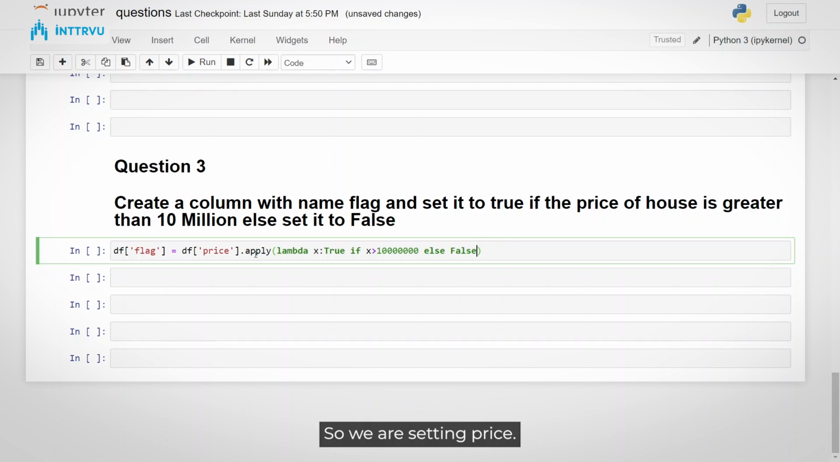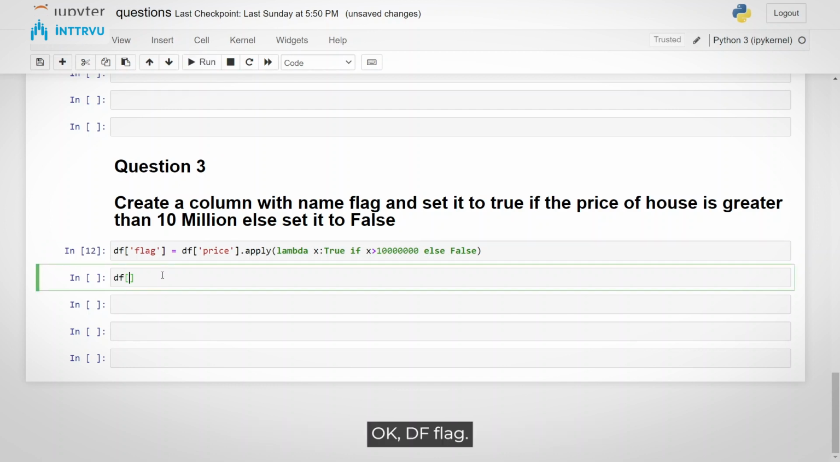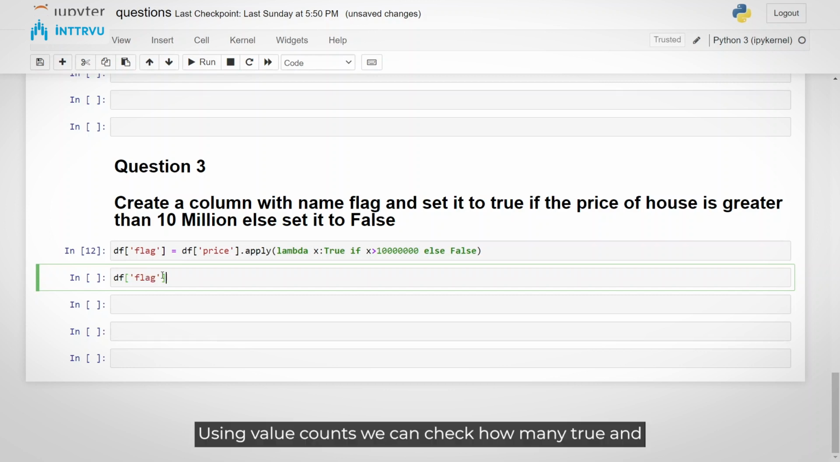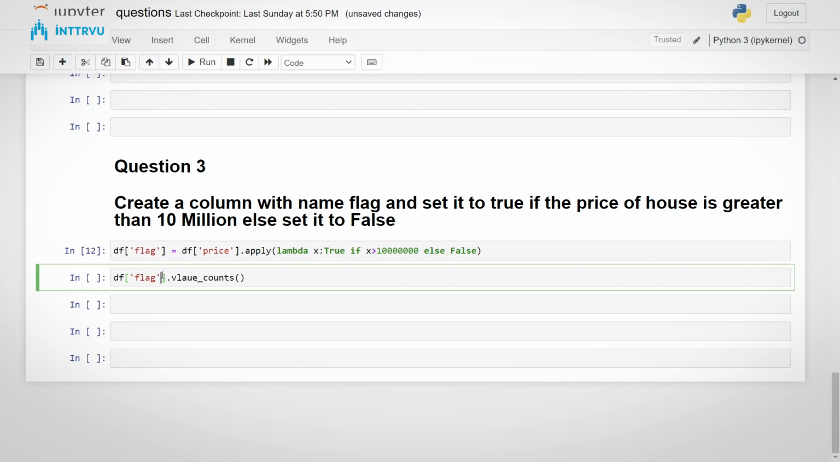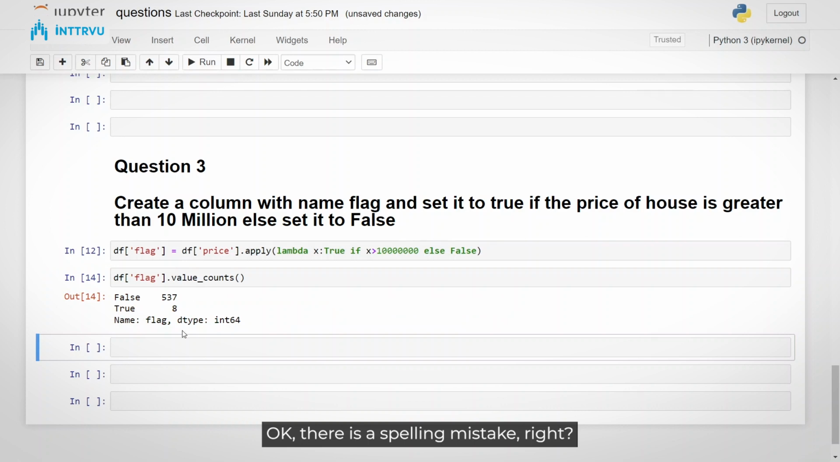So we are setting the flag to true if the price is greater than 10 million, else we are setting it to false. Let's run this and see what we get. Okay, df flag. Using value counts we can check how many true and how many false values we have in this particular column. Okay, there is a spelling mistake. Right, so we have 8 true values and 537 false values.